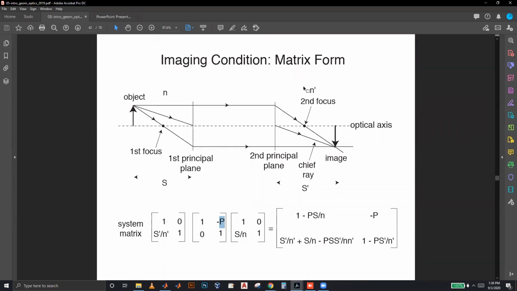So first, propagation in n prime medium. So 1, 0. The distance propagated is s prime. So s prime over n prime and 1. Then the optical system matrix written in the form of 1, 0, 1 and minus power, or the minus power term. And then 1. Again, same for this side. So 1, 0, s over n and 1. You do two multiplications. So this matrix multiplied by this, and then this multiplied by the result, and you get this term.